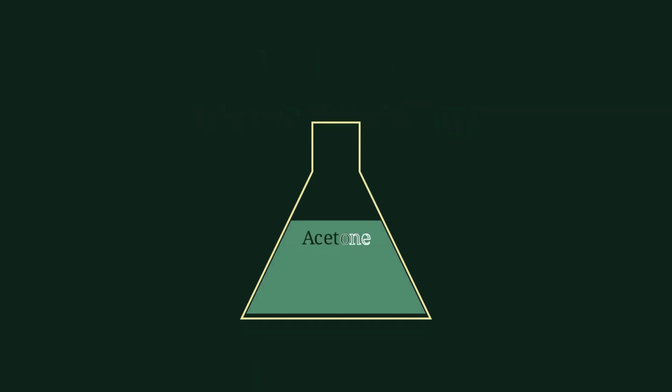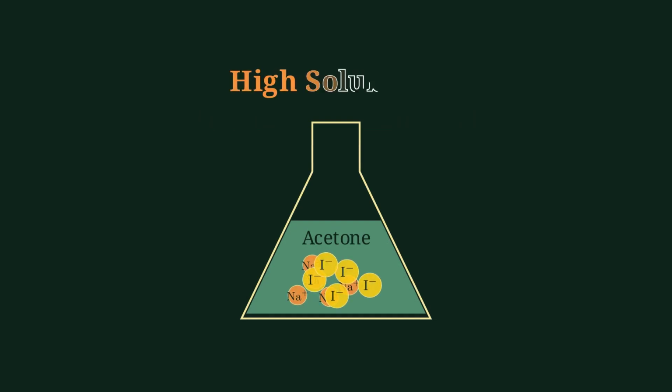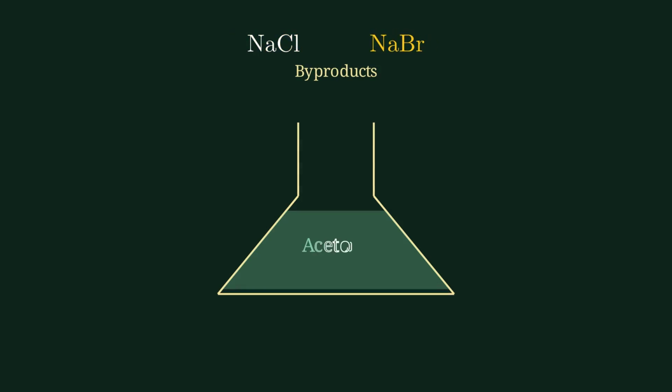As you can see here, we perform this reaction in acetone. Sodium iodide is incredibly soluble in acetone, so there are plenty of iodide ions floating around ready to attack. However, sodium chloride and sodium bromide, the byproducts of our swap, are almost completely insoluble in acetone.